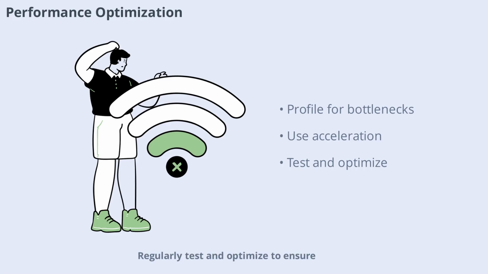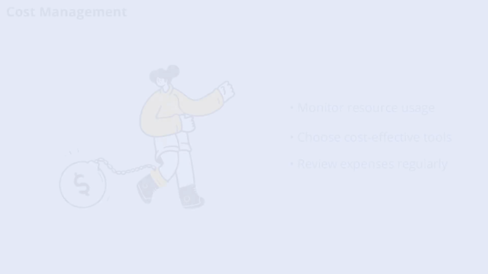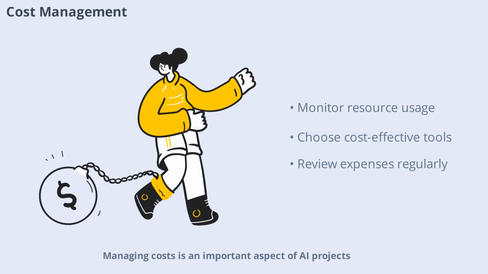Regularly test and optimize to ensure your Narrow AI system meets performance requirements. Managing costs is an important aspect of AI projects. Monitor resource usage and optimize for efficiency. Choose cost-effective infrastructure and consider open-source tools where possible. Regularly review expenses and adjust your approach to stay within budget while maintaining quality.